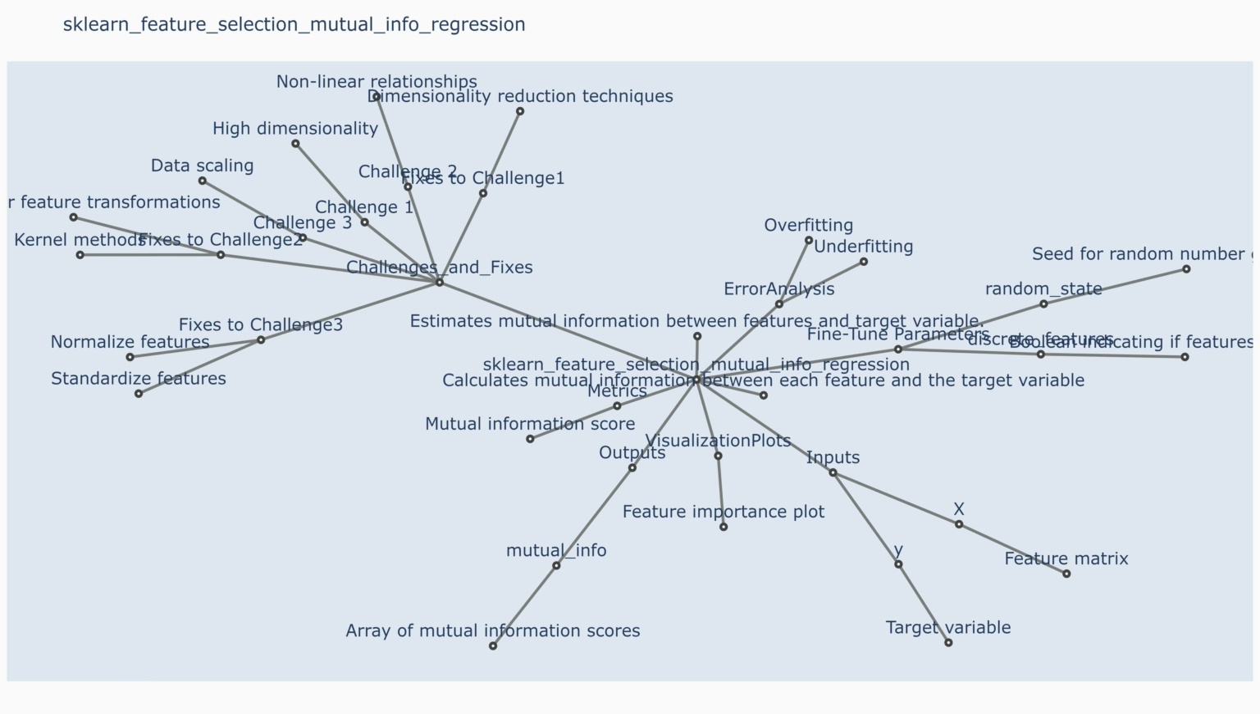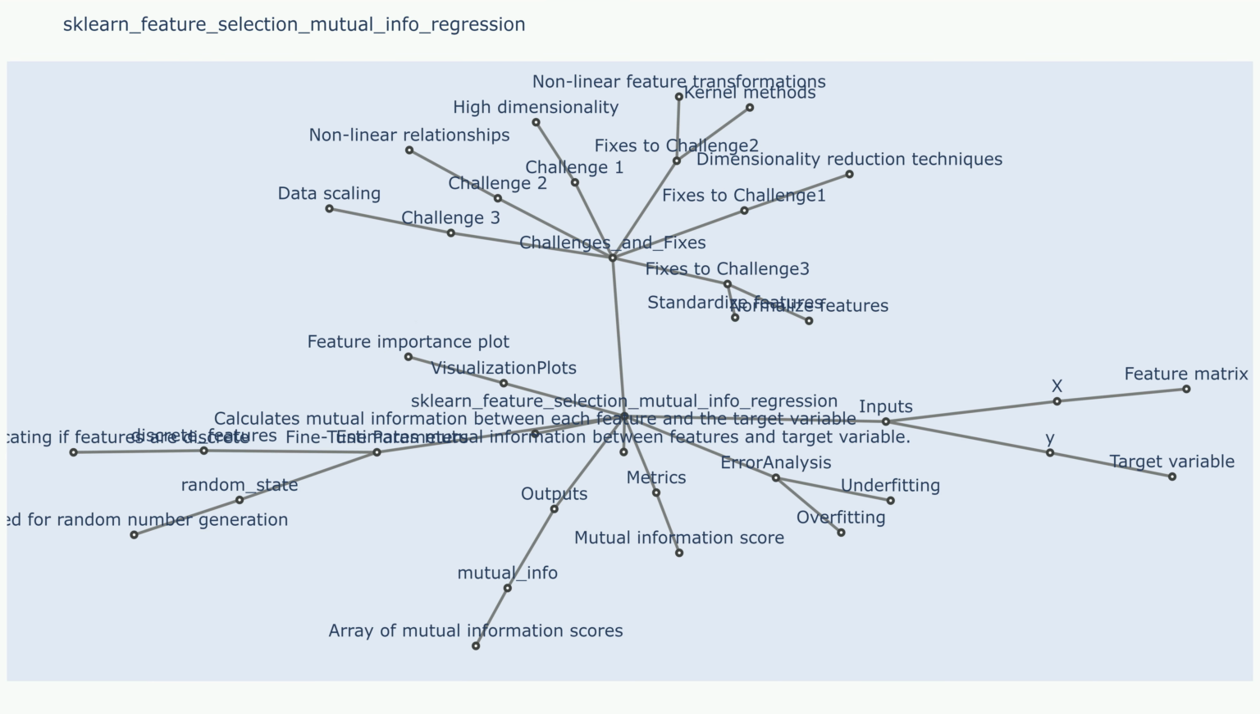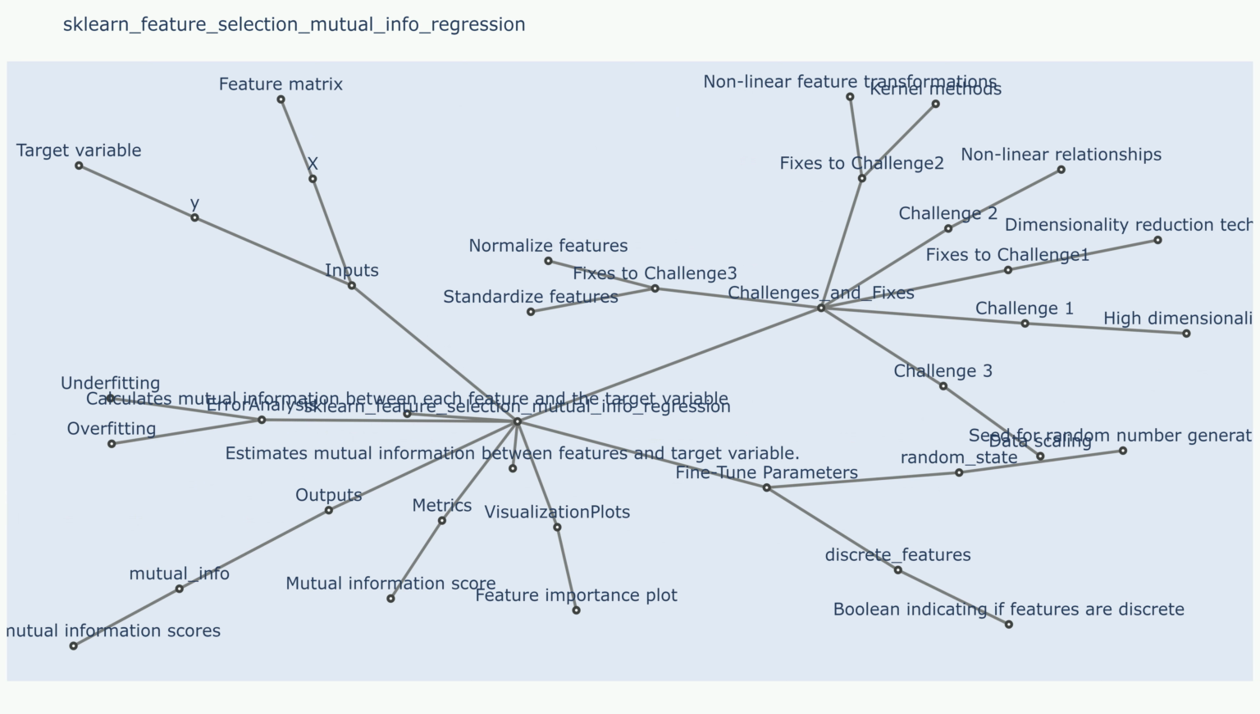sklearn.feature_selection.mutual_info_regression. Description: mutual information between two random variables is a measure of their statistical dependence. It quantifies how much knowing one variable reduces uncertainty about the other. In the context of feature selection, mutual information is used to estimate the relevance of features to a target variable. Specifically for regression tasks, the higher the mutual information between a feature and the target, the more informative that feature is for predicting the target.